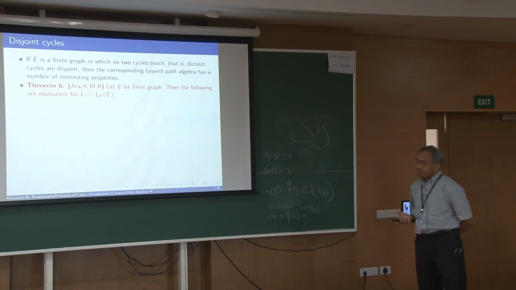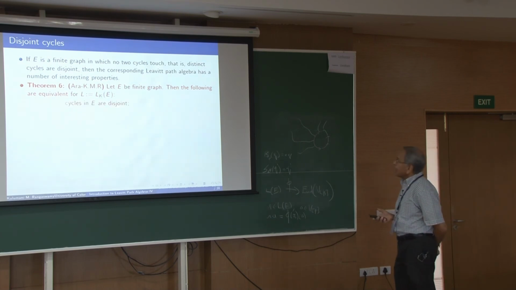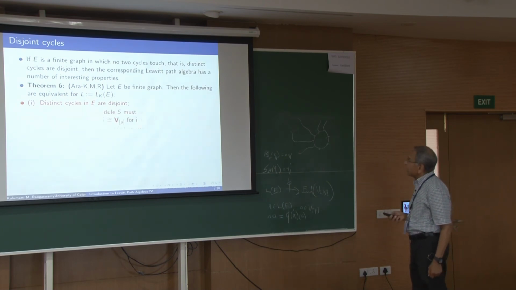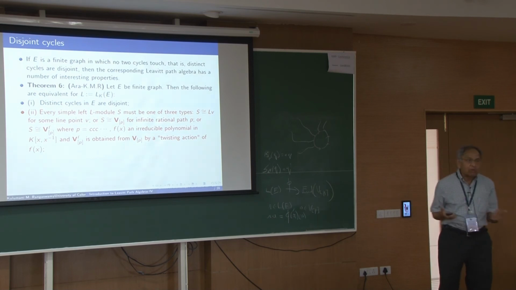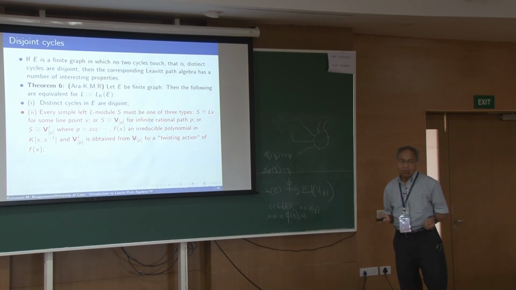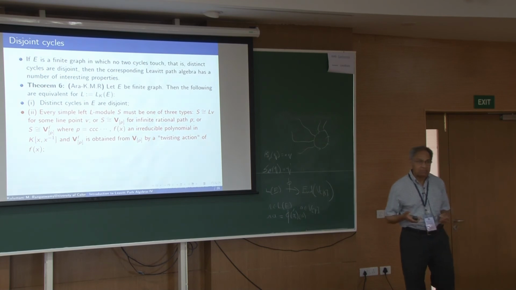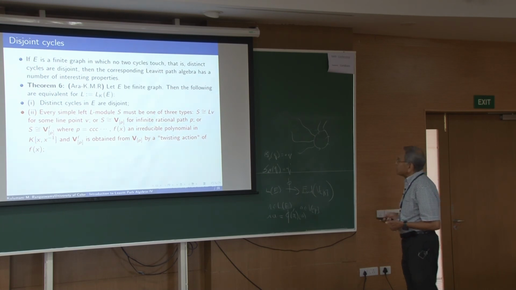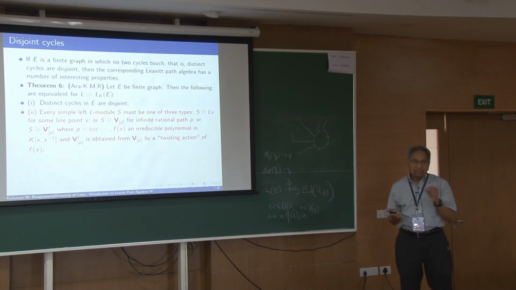Suppose E is a finite graph, then the following are equivalent for a Leavitt path algebra. Namely, distinct cycles are disjoint. Cycles don't touch each other. Okay? It's a finite graph. Then every simple module we can actually classify. What are the different types of simple modules? They are essentially one of 3 types. Either they will be isomorphic to a minimal left ideal in the Leavitt path algebra, related to a line point, or it could be isomorphic to the one corresponding to some cycle g and the rational path obtained by repeating the cycle g, g, g, and so on.